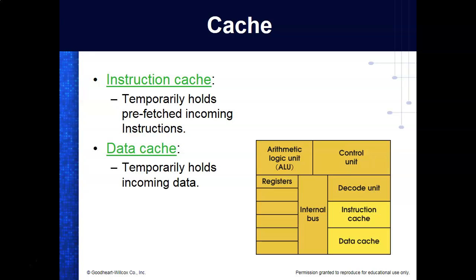So instruction cache temporarily hosts prefetched incoming instructions. The data cache temporarily hosts incoming data that the instructions are operating on. And once that processor loops, everything's inside the processor, and now the processor can scream through those programs. So every one of our processors now has cache memory in it.